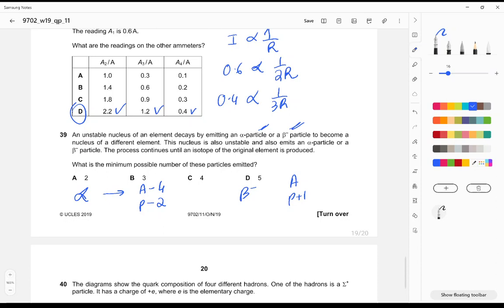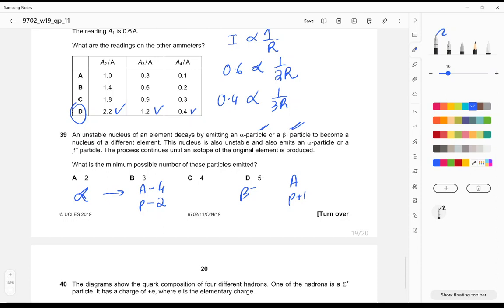An unstable nucleus decays by emitting an alpha particle or a beta particle. So let's see what the possible number of these particles emitted is. If we go for the first option, A, is A even possible? Let's see.